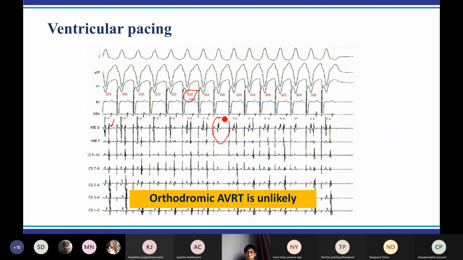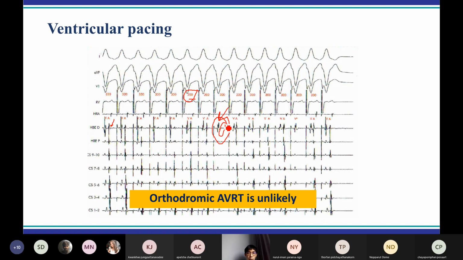But in this patient, when you pace faster and the AV node is blocked, the signal from the ventricle cannot reach the A at all. No A here. The signal cannot reach it at all. So we assume that there is only one connection between the atrium and ventricle, which is the AV node and His bundle. There is no accessory pathway in this patient. So we could assume that the tachycardia that happened in this patient is unlikely to be orthodromic AVRT.